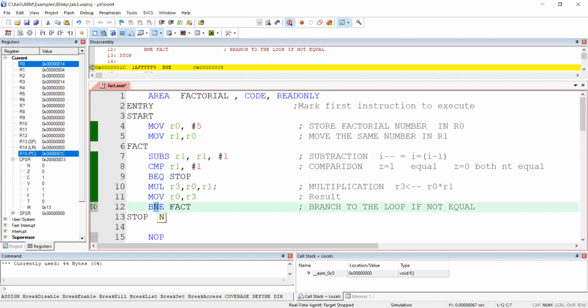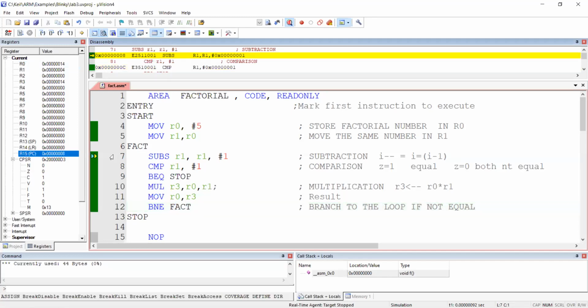The condition is followed. So if it is followed, where should it go? It should go to fact, that is the sixth line. In the sixth line there is no logic statement, so it will go to the seventh line. Let's see whether the program counter reaches the seventh line. Yes, we have got into the seventh line.